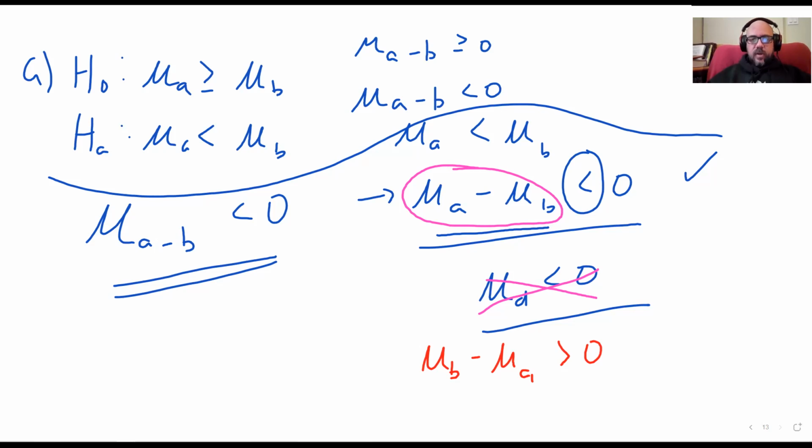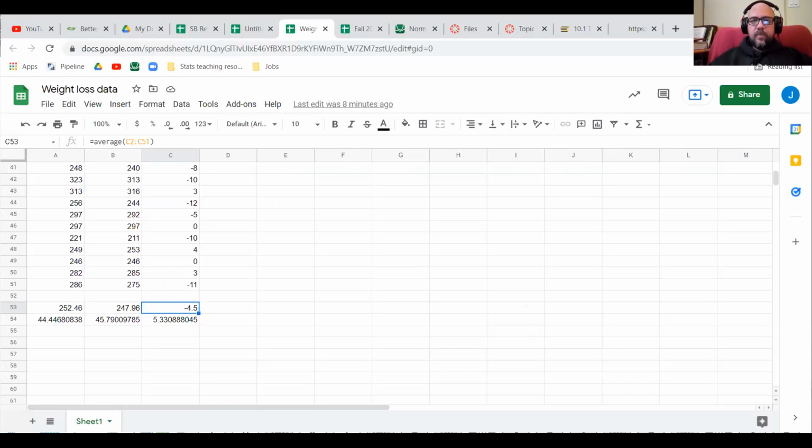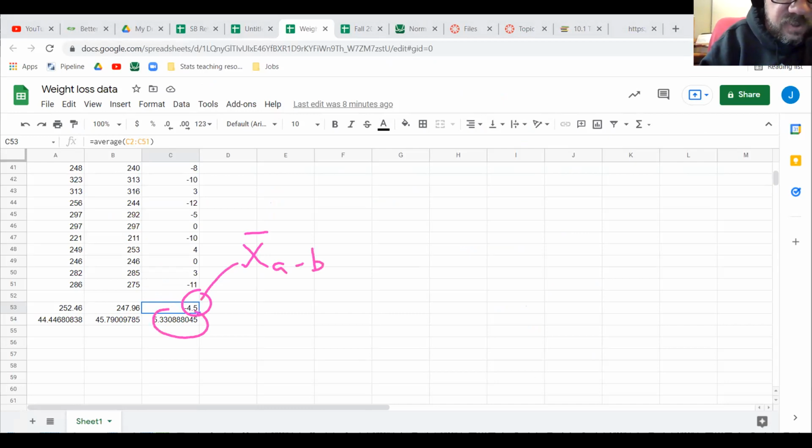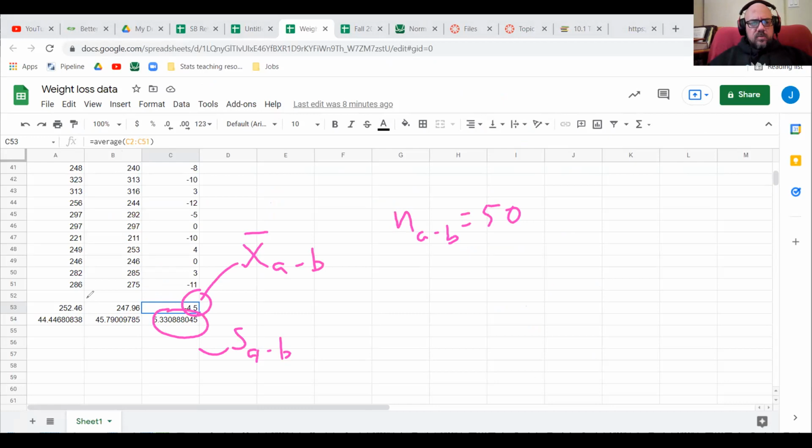All right, let's go over here. I'll annotate this up. So we've got this guy right here, X bar after minus before, the stat. Then we have S after minus before, which your book will call S sub D for difference again. And then N A minus B is 50. So negative 4.5, 5.33, and 50.